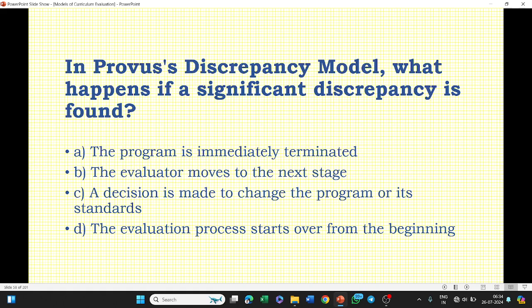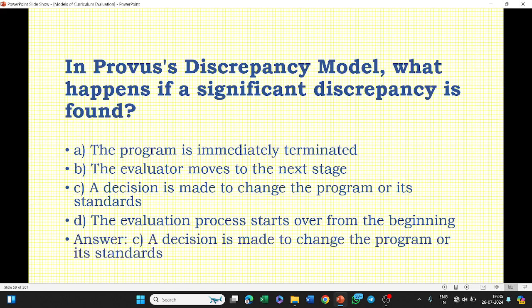In Provus's discrepancy model, what happens if a significant discrepancy is found? Options: the program is immediately terminated, the evaluator moves to the next step, a decision is made to change the program or its standard, the evaluation process starts over from the beginning. Answer of this question is option C, that is a decision is made to change the program or standards.